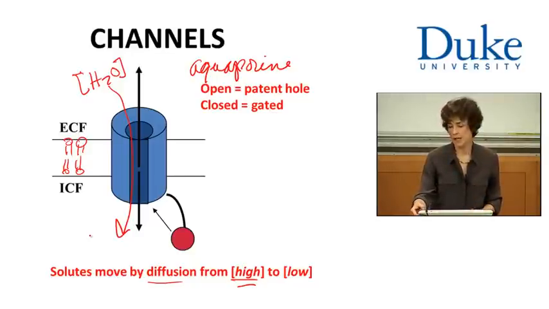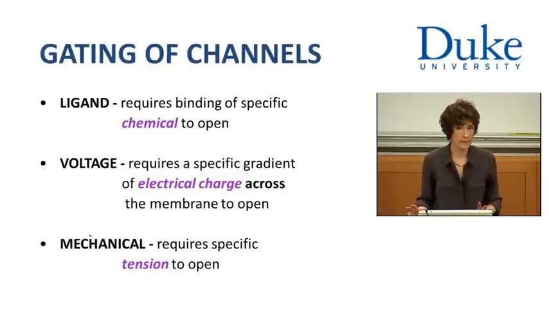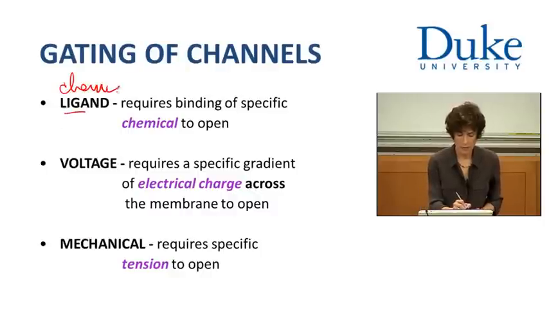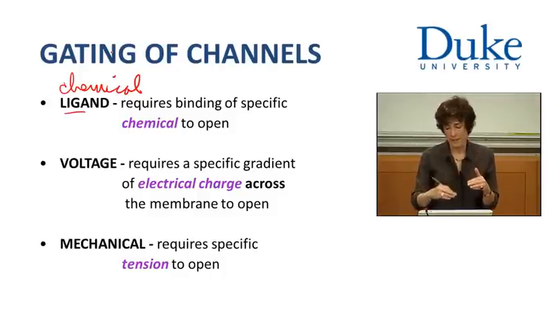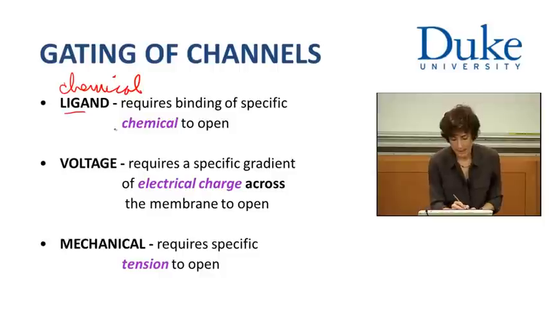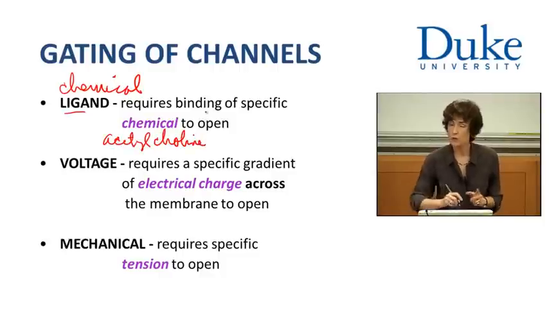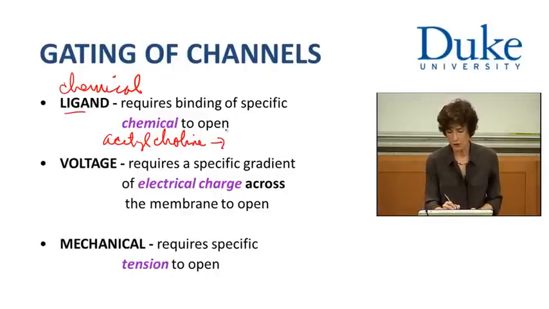So how then are these channels gated? The channels can be gated by three different mechanisms. The first is ligand gating. This simply is a chemical which will bind to the channel itself, and the channel will be in a closed position. And when this ligand binds to the channel, it will cause the channel to open. An example of this is the acetylcholine receptor. This is a neurotransmitter for the parasympathetic nervous system. This acetylcholine binds to a nicotinic receptor on skeletal muscle.